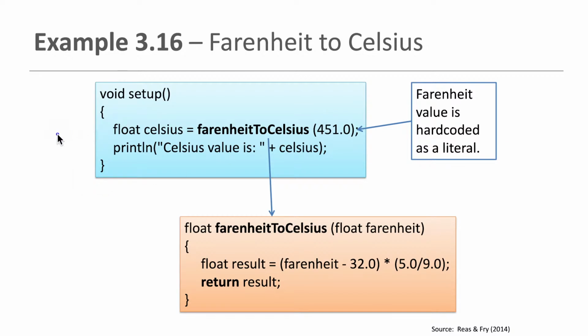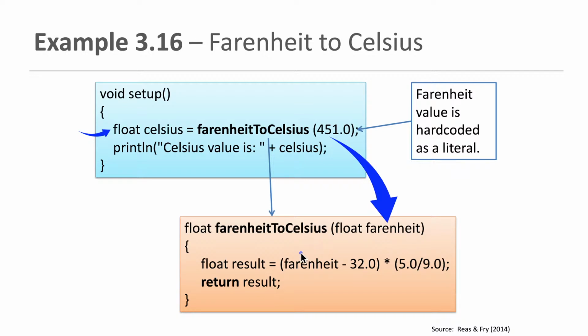So when we run the setup, the first line of code is this. Float Celsius equals Fahrenheit to Celsius. So that's going to call the Fahrenheit to Celsius method definition. It's going to pass in this parameter 451 into the parameter Fahrenheit.